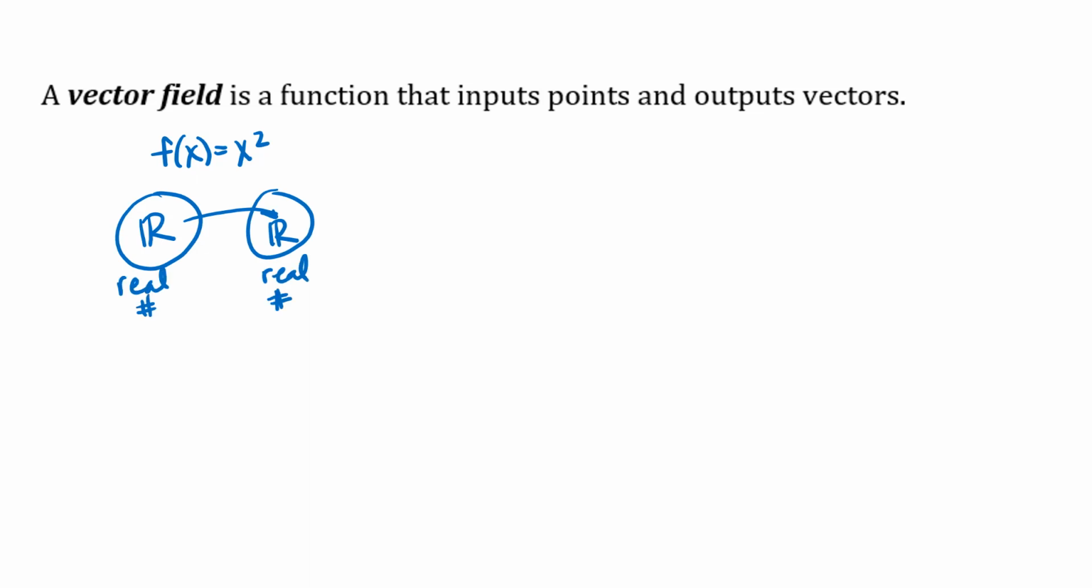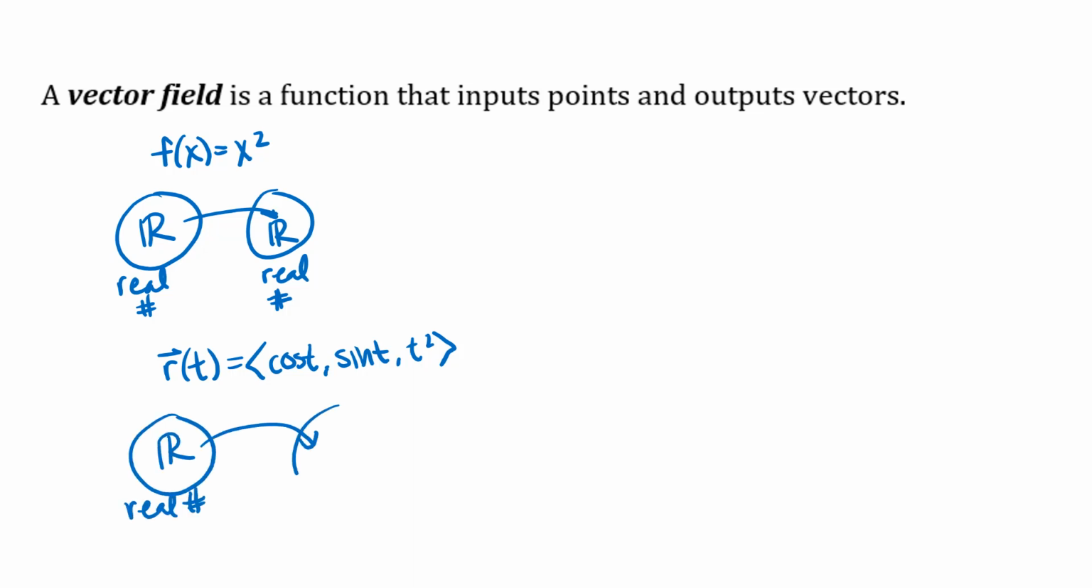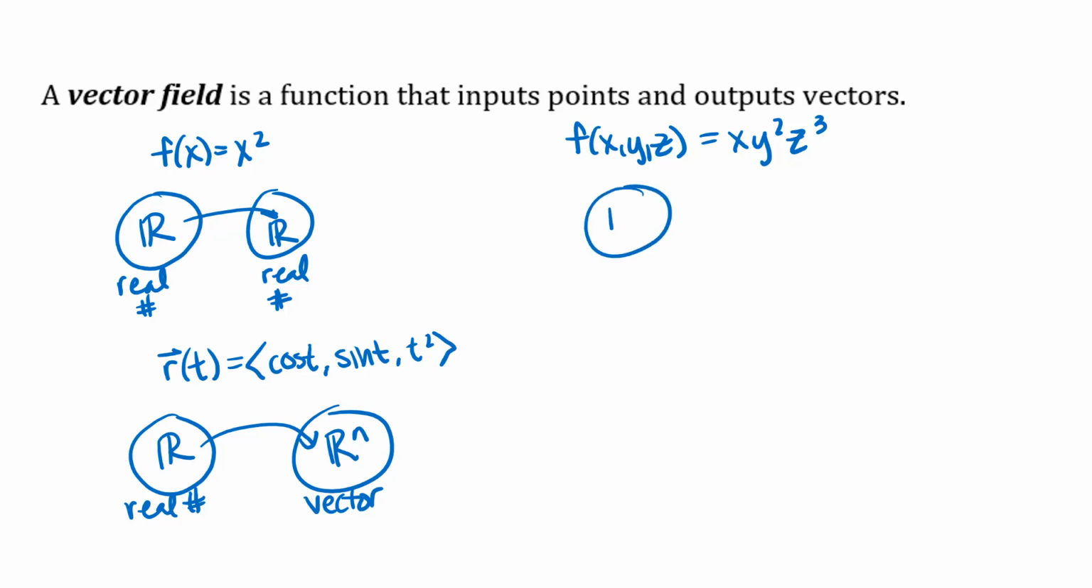And then another kind of function that we looked at the beginning of this course were functions like r of t, vector valued functions. Remember that really the inputs here are real numbers, but the outputs of this are vectors in Rn. Okay, and then in the last couple chapters, we have been working with functions like f of x, y, z, maybe equals x, y squared, z cubed, or something like that. And so just to kind of be clear about what those are, those would be functions that input points in Rn and output real numbers.